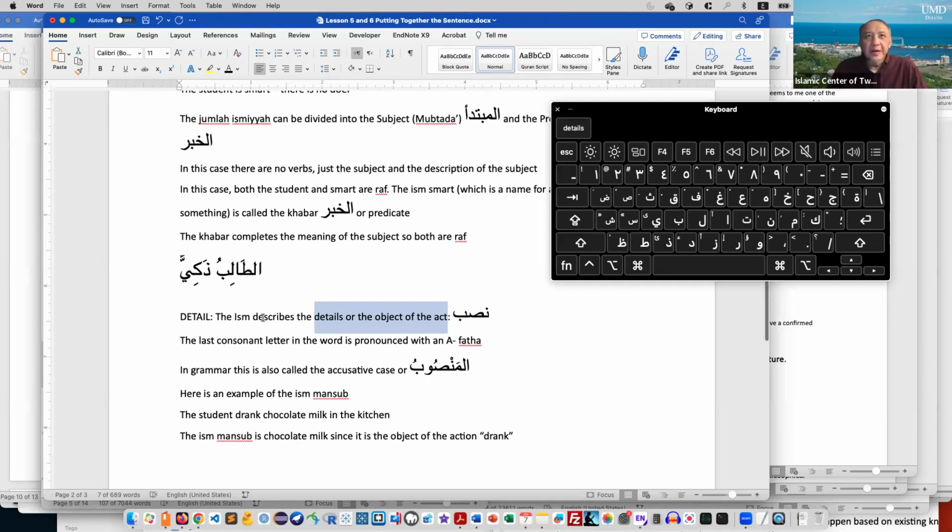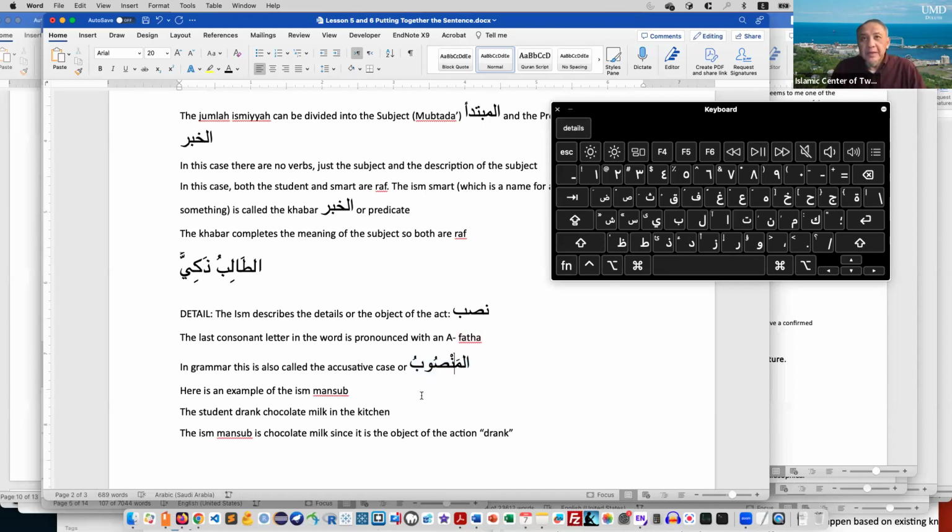By the way, before we go on, when it's nasab, the last consonant of the word is pronounced with a fatha, a, instead of u. U, remember, is isim marfu. Isim mansub is called al mansub. It has a on top of the last consonant. Those of you who are interested in the technical term, it is called the accusative case.